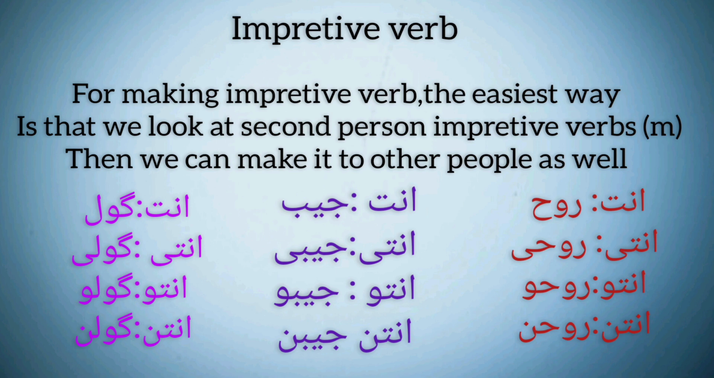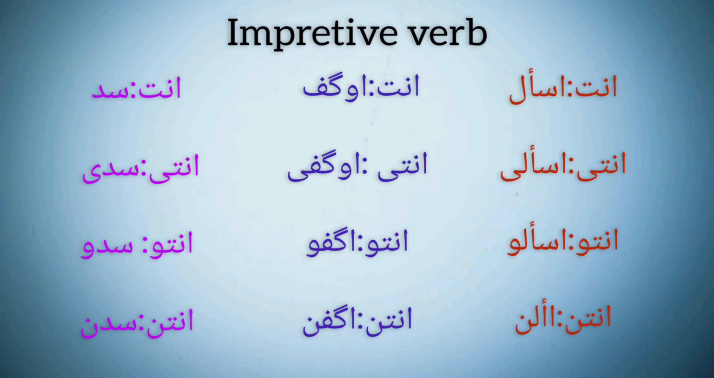If you want to make imperative verbs with the verb of asking, then you can say "is'il". Is'il means ask. For female, you say "is'ili", ask. For plural, we say "isilu". For plural but feminine, you say "isilin".